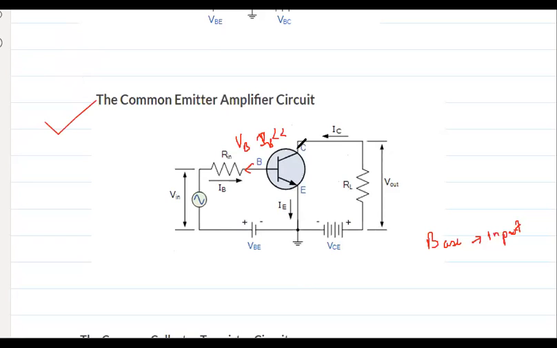It is just the representation, Prashant. It is just the circuital representation. Okay, got it.